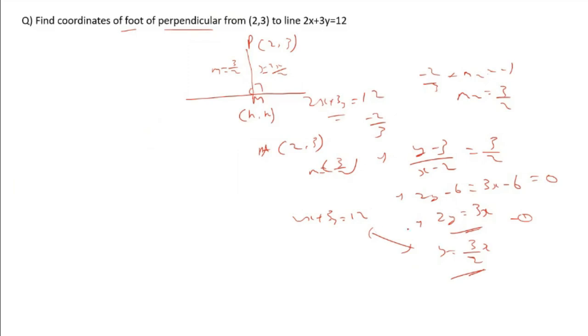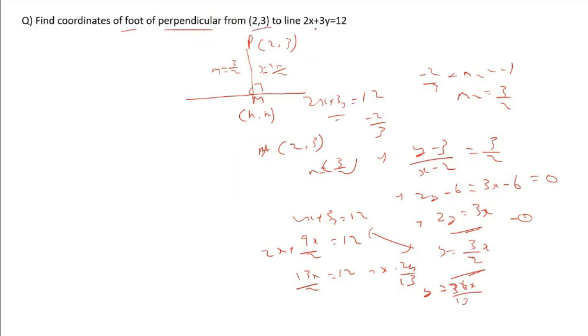You put y equal to 3x by 2 here, so it will be 9x by 2 equal to 12. So 13x by 2 equal to 12. X will be 24 over 13. Y would be 3 times this, so 36 over 13 actually. But this is just calculation, and you know the process now, right?